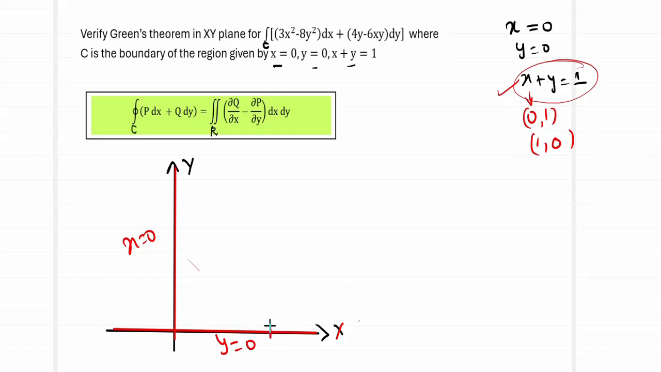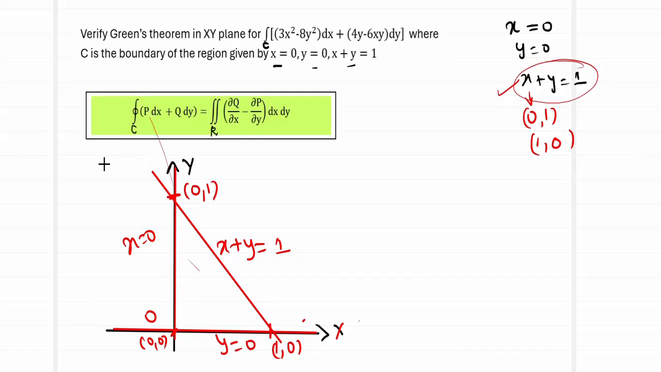So let me plot the points. This is 1 unit over here, so this is my x equal to 1, which gives me 1 comma 0. At the same distance, let me also mark 1 on the y-axis, so x is 0 and y is 1, giving 0 comma 1. Now I need a line that passes through 0 comma 1 and 1 comma 0. This is the line given by x plus y equal to 1. This is the origin O, let us name it 0 comma 0.